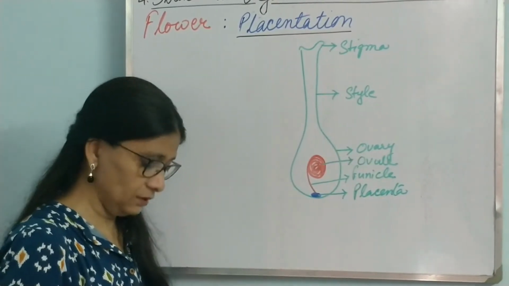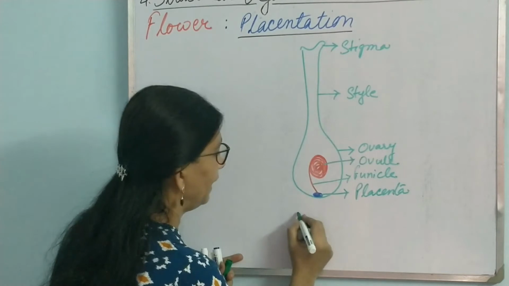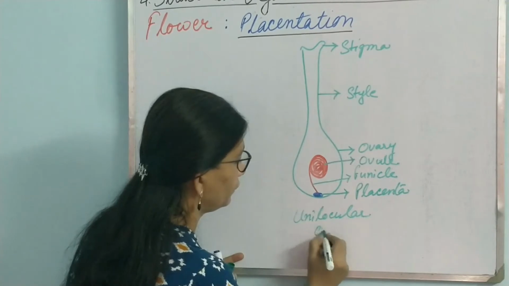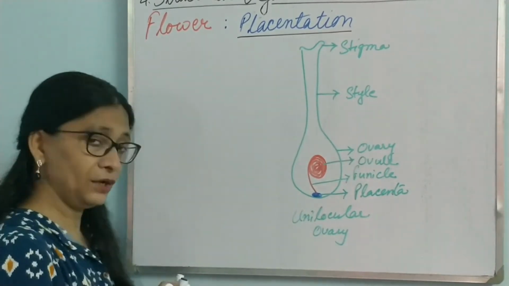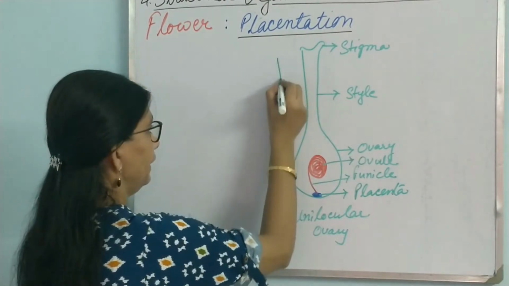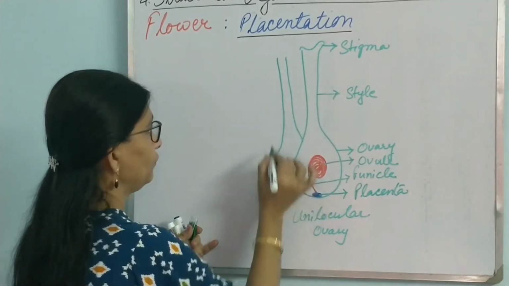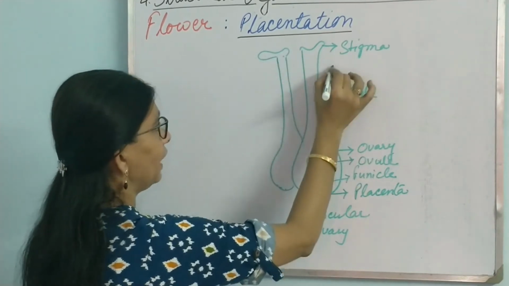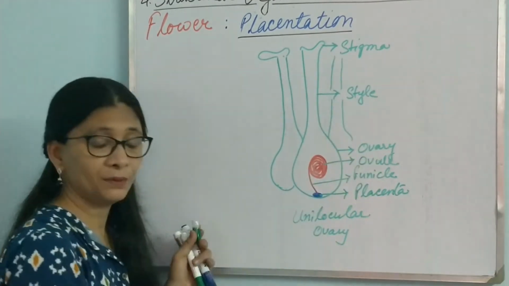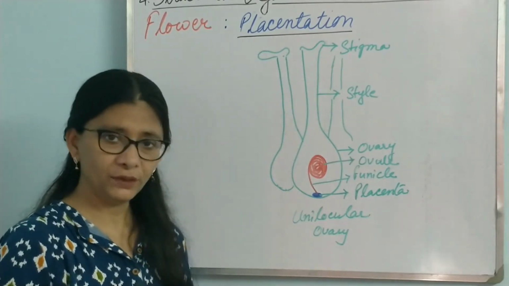Now there is one more concept here. The ovary can be either unilocular, as in this case, or it may so happen, like in many flowers, that there is not one carpel but many carpels. As we have seen, multicarpellary: bicarpellary, tricarpellary, tetracarpellary, pentacarpellary. So carpels can be more than one.